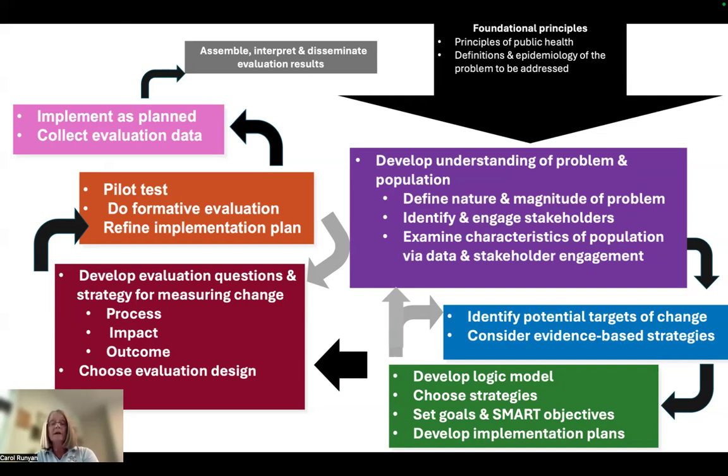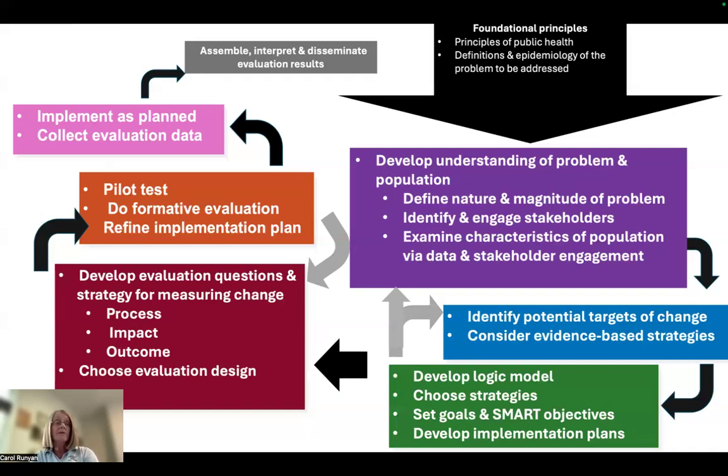But once we get through the steps in the green box, we move over to the left in developing our evaluation questions and a strategy for measuring both the process by which the intervention took place and what might need to be changed there, and the impact in the short term and the longer term outcomes of the intervention. And once we know what our questions are, we can choose our evaluation design, whether it's an experimental design, a quasi-experimental design, a before and after, and so on.